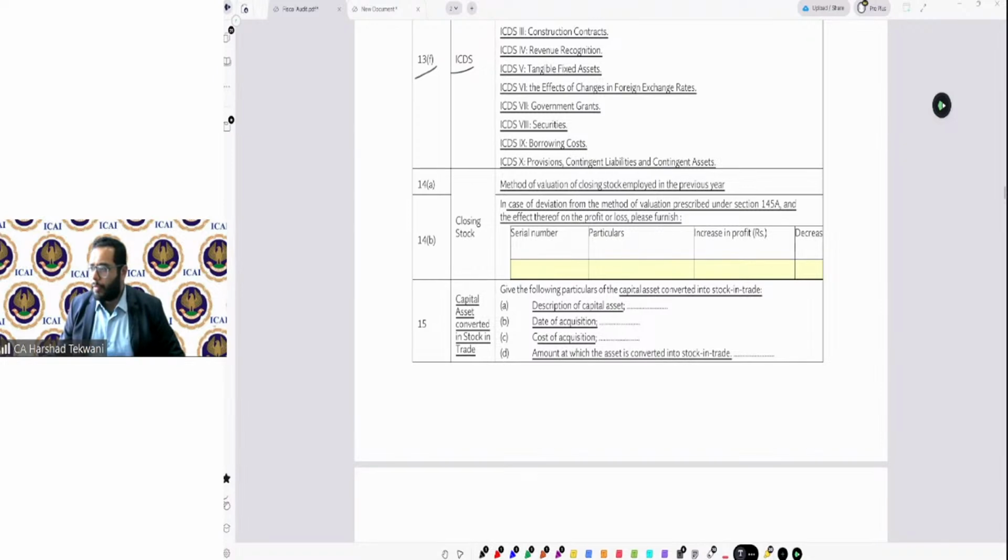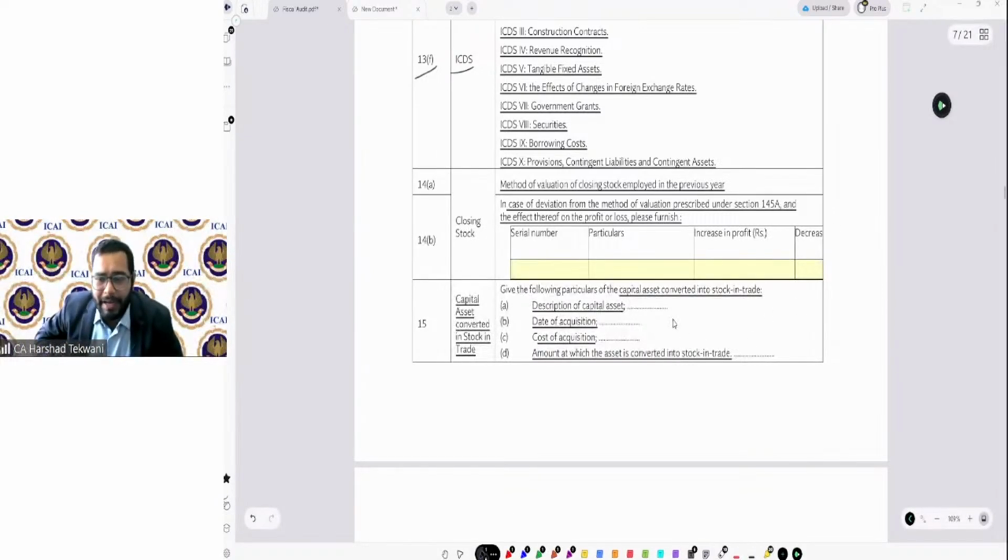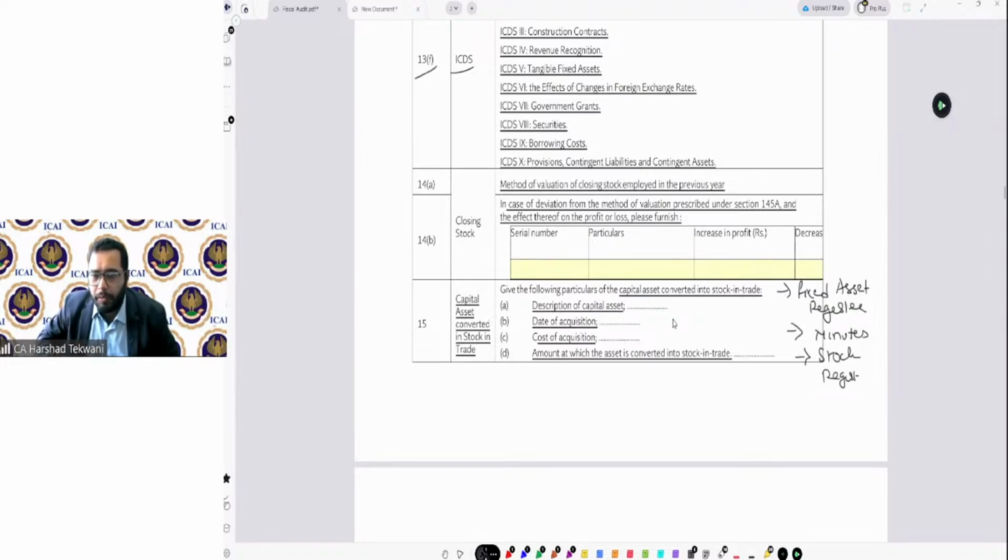Correct. Books of accounts. You can also check the fixed asset register. If there is a capital asset, then surely this entry might have gone into the fixed asset register also. With respect to the disposal, you can verify minutes and the stock register.